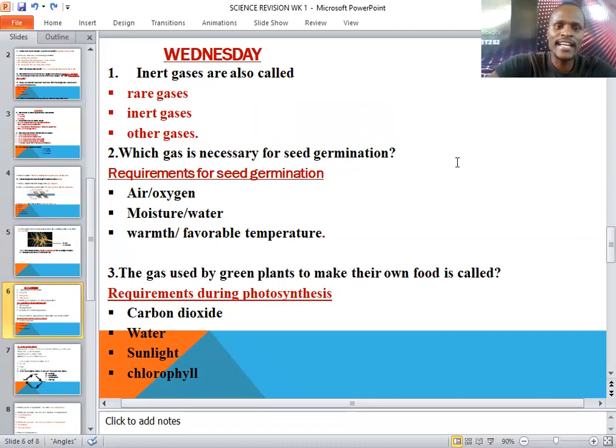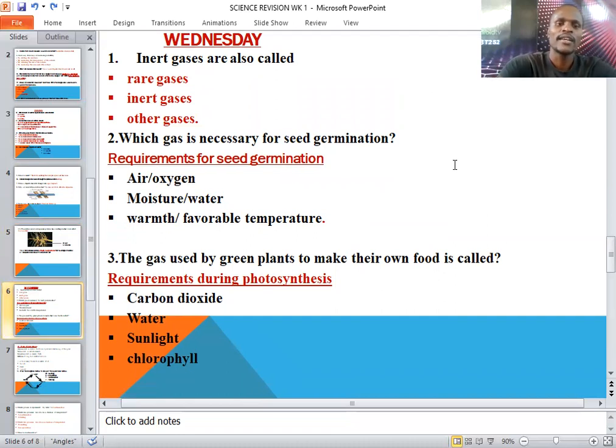Number 2, which gas is necessary for seed germination? Remember, requirements for seed germination. We need 3 things. 1, we have air, and which air is that? Oxygen. So the air that is required during seed germination is oxygen. Apart from that, we also need moisture or water. Then we have warmth. Warmth is a temperature that is favorable, that can support the germination. So you are right.